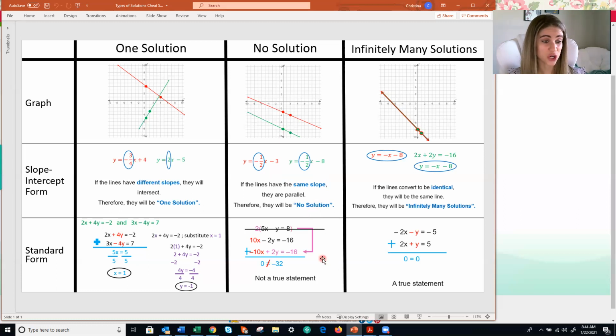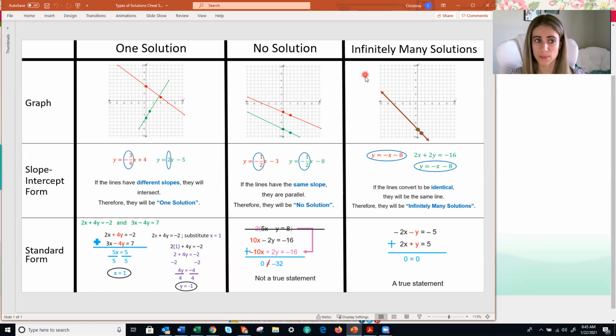Now, if you get into that challenge zone and you have some equations in standard form, thankfully, you don't have to do a whole lot of work, because if you start to eliminate them and both of your variables eliminate, and you come up with a false statement, so in this case, 0 equals negative 32. Is that true? No. So if your variables eliminate, they cancel out, and you have a false statement, that is going to be your signifier that it's no solution. So once again, this is a little bit of work, but it's not as much work as having to fully solve it. All right, let's look at our third and final type.